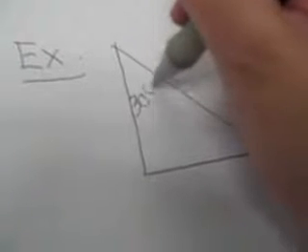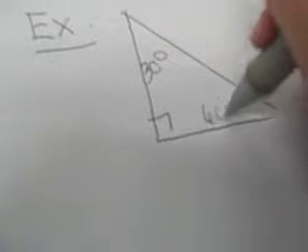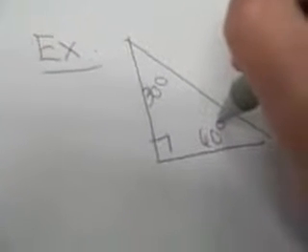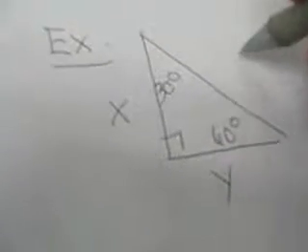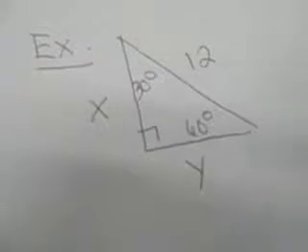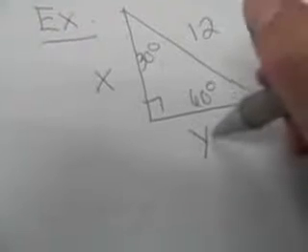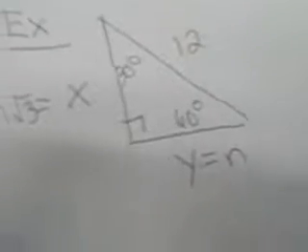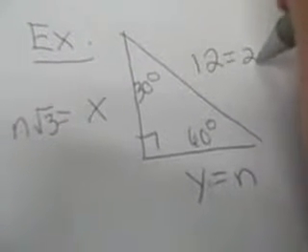Let's do one more example of a 30, 60, 90 triangle. In this example, I've labeled the hypotenuse with 12. So we start out by saying across from 30 is n, across from 60 is n times the square root of 3, and across from 90 is 2n.